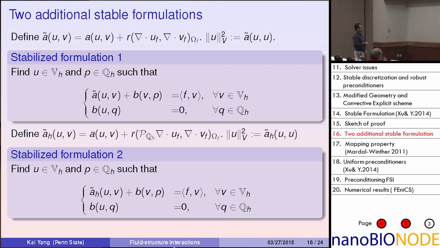On this page, there are two additional formulations with some stabilization term added. Here we add this R times this div, and in the second one we add this R times this div term, and here is the projection operator to the pressure space, and we change the norm for velocity space accordingly. And for these two formulations, we can also prove that it is uniformly well-posed, as long as we use the Stokes stable pair.